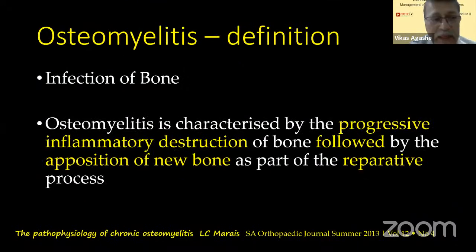Now, what is osteomyelitis? It is infection of the bone characterized by progressive inflammatory destruction of bone followed by apposition of new bone as a part of the reparative process. That means the bone is infected, possibly by bacteria or fungus or virus, by a pathogen, and there is destruction of bone followed by apposition of new bone.